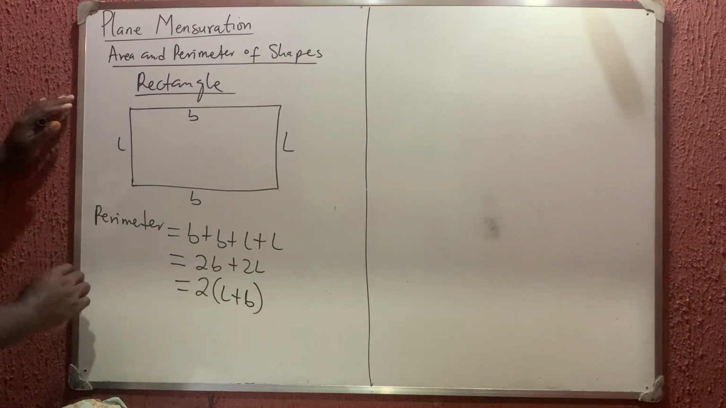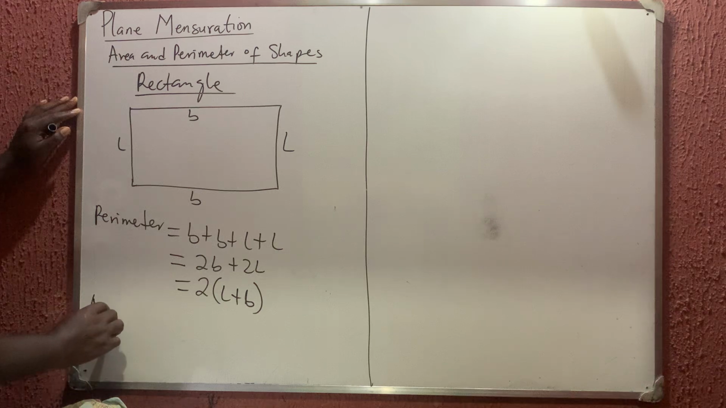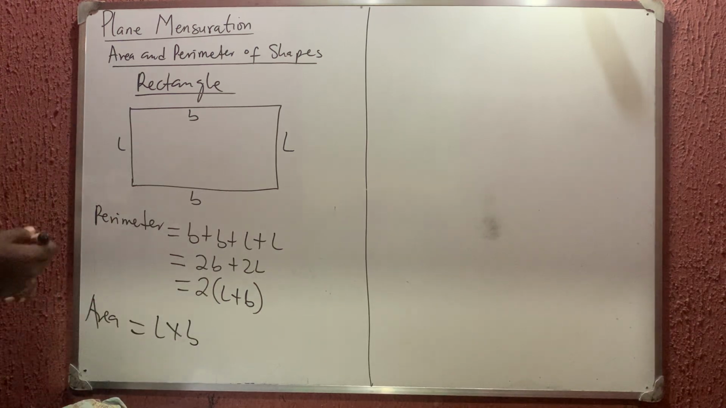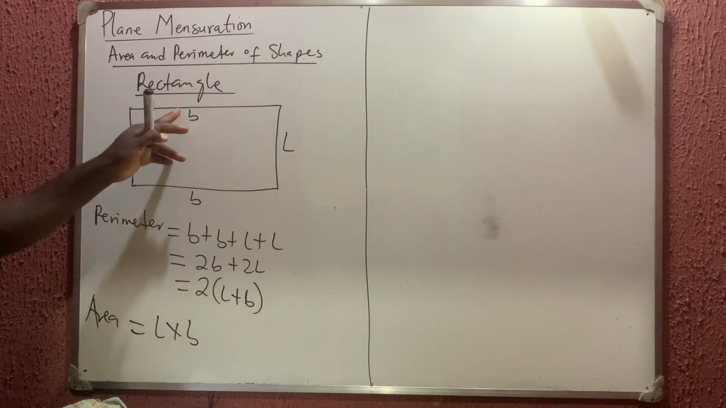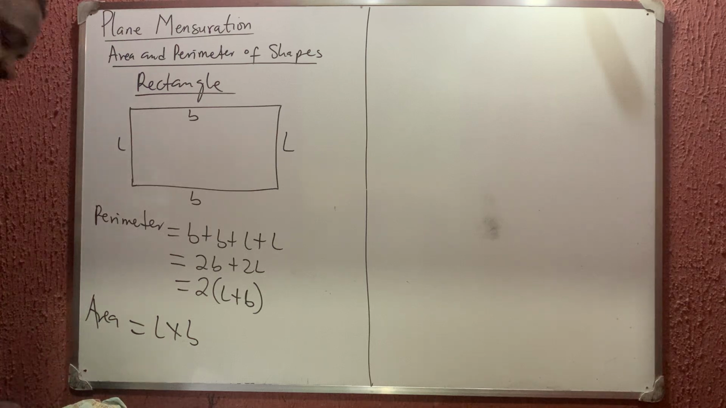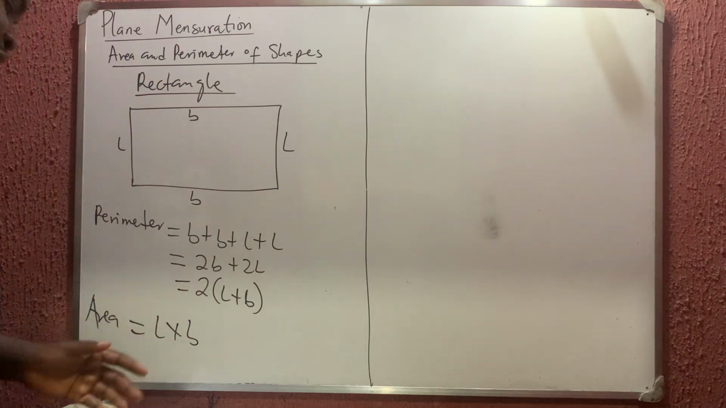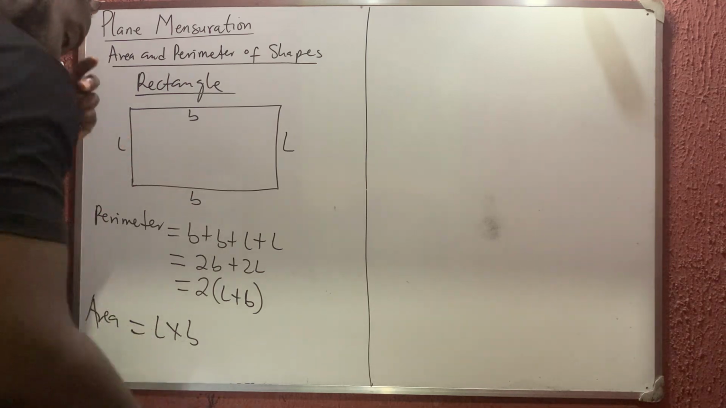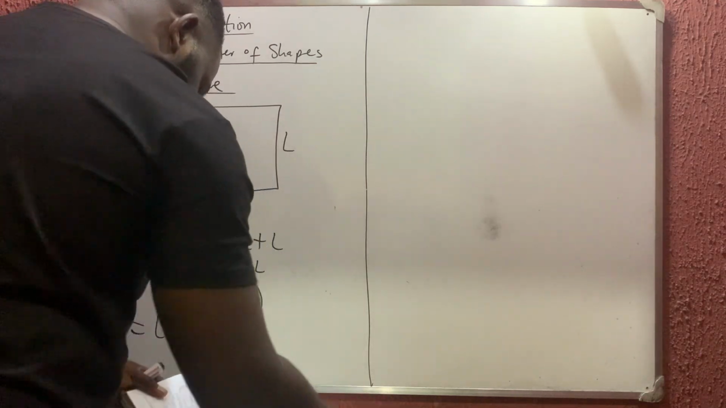Now, for us to get the area, it is simply the length times the breadth. Just times one of the sides, this times this, or you say this times this, any one you like. So that is the area of that shape. So we're going to be solving some calculations involving rectangular shape. Then we now move to the next shape.